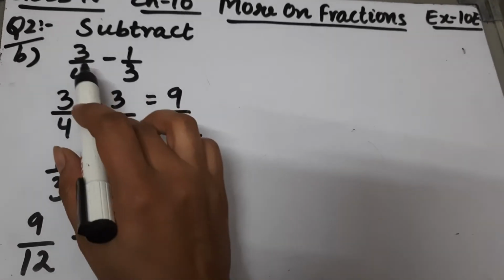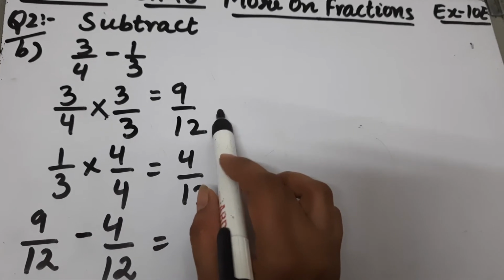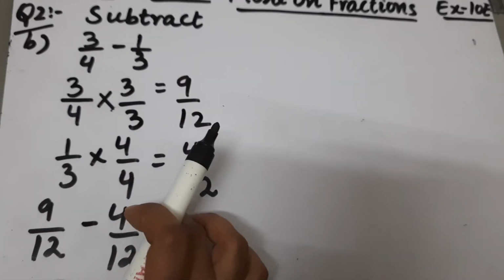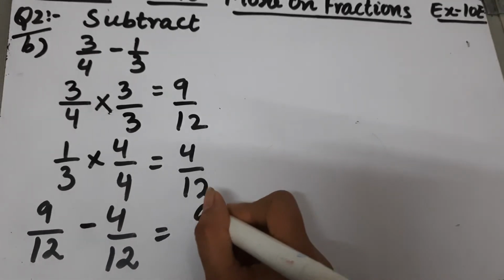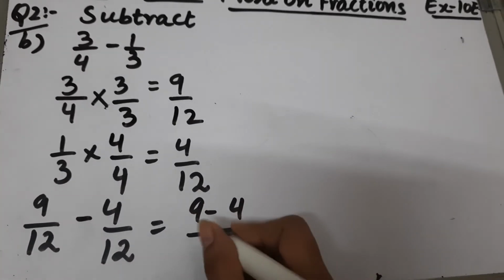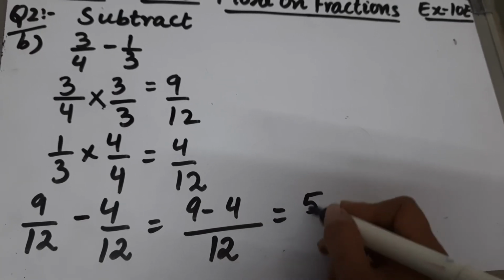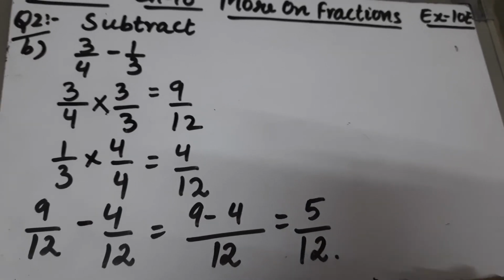This 3/4 has become 9/12 and 1/3 has become 4/12. Now we will subtract these two fractions. So we subtract the numerators only and take the common denominator. So this will be 9 minus 4, which is 5/12.